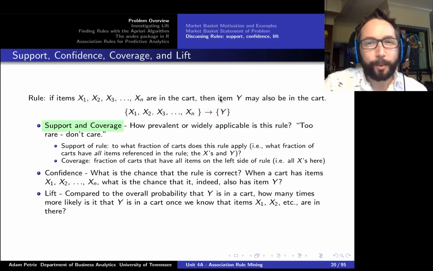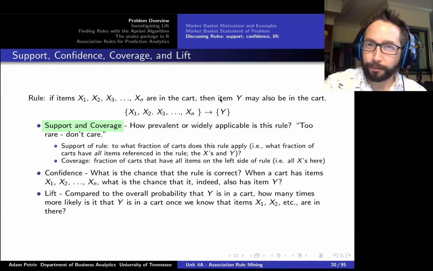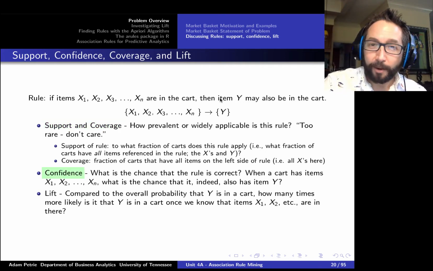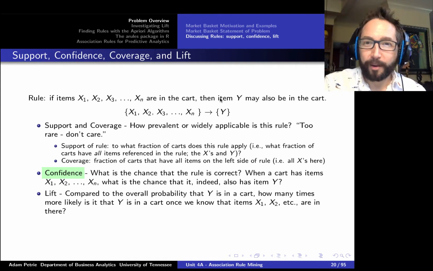So the words that we've used to describe these rules are the support and coverage of the rule. The support is the fraction of carts to which the rule applies. The coverage is the fraction of carts that have all items on the left-hand side, all of the x's. And we've talked about the confidence of the rule. So of all of those carts with all the x's, what fraction also have y? What's the probability that the rule is going to be correct once we stumble upon a cart that has all the items on the left-hand side?